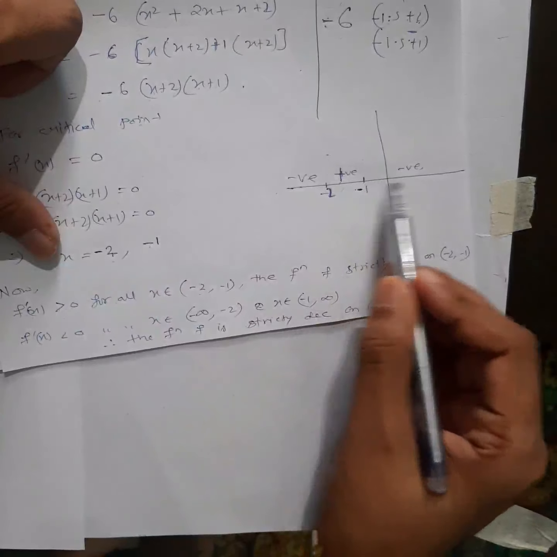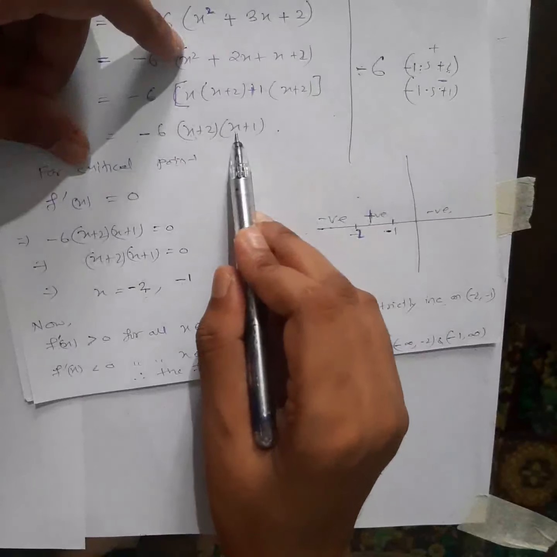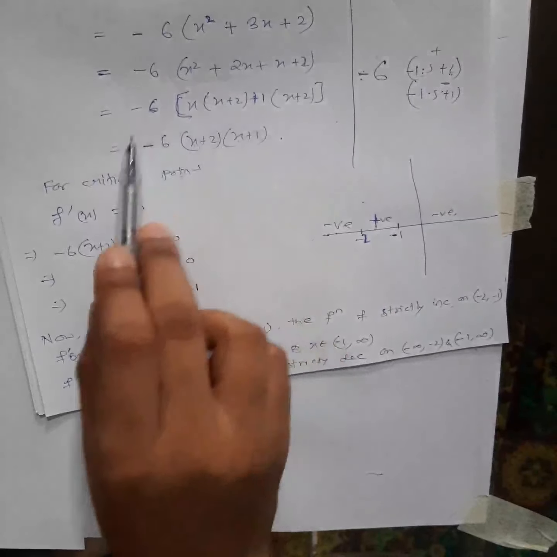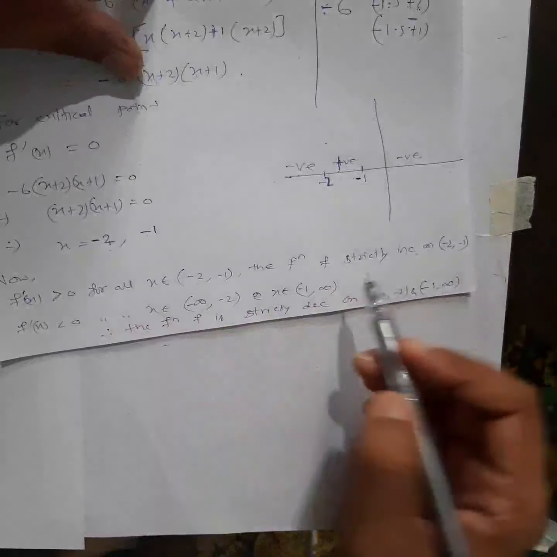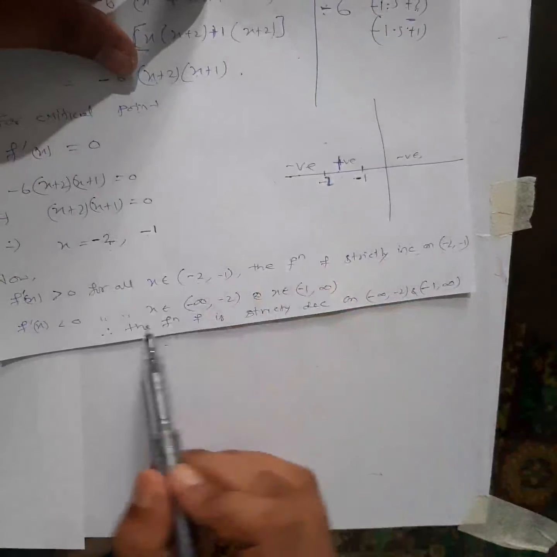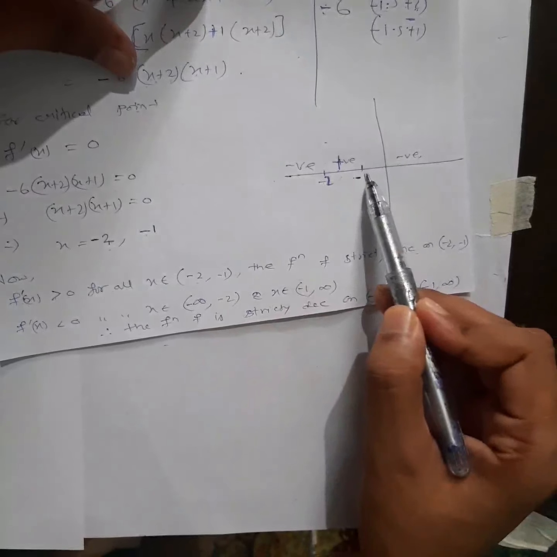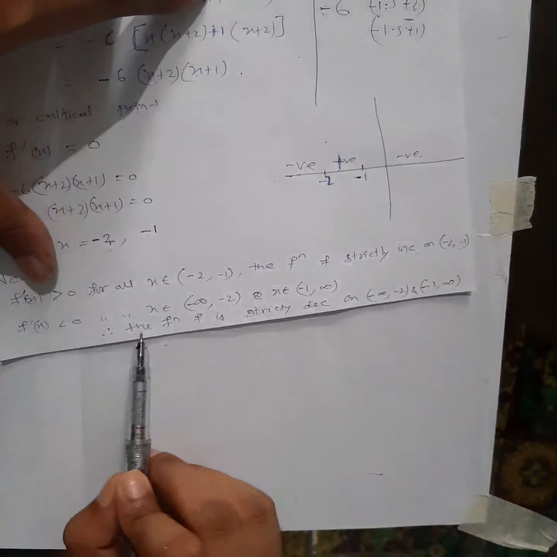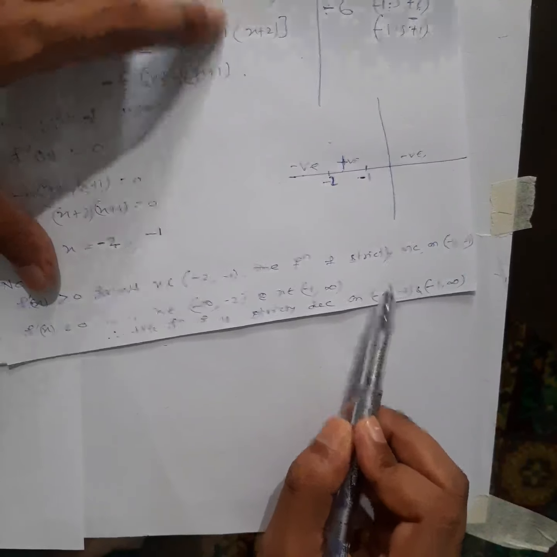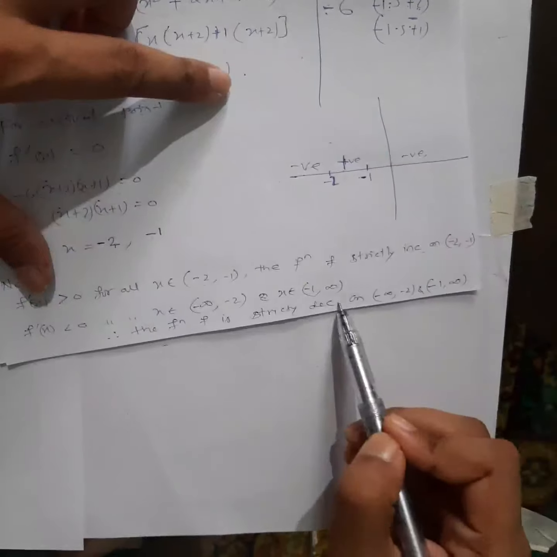Now on your right, in the same way, try to take 1 and put it here. If you put a positive number here, this is positive and this is negative, so obviously as a whole it will be negative. So this side also negative, means decreasing. Here also decreasing, here also decreasing. So that's why on the intervals minus infinity to -2 and -1 to infinity, the function will be strictly decreasing.